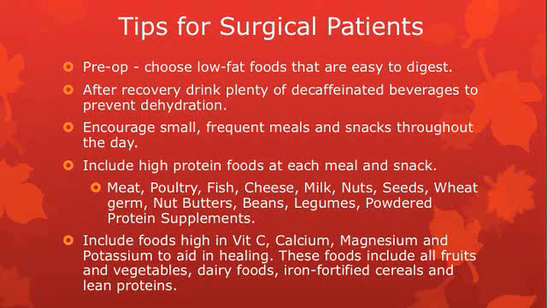So in addition to the animal proteins, we have nuts, seeds, legumes, beans, wheat germ, nut butters. Those are all plant-based protein foods. So there's options for those vegetarians out there. We want to include foods high in vitamin C, calcium, magnesium, and potassium to aid in the healing process. These foods are found in all our fruits and vegetables, dairy foods, iron-fortified cereals, and our lean proteins.